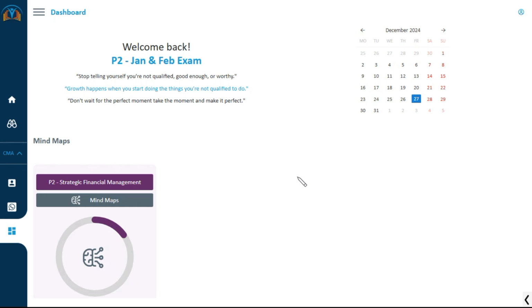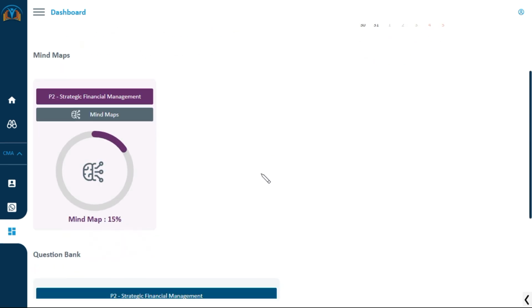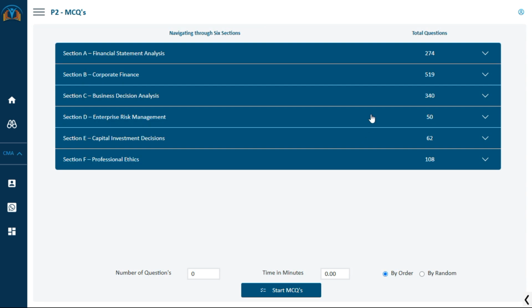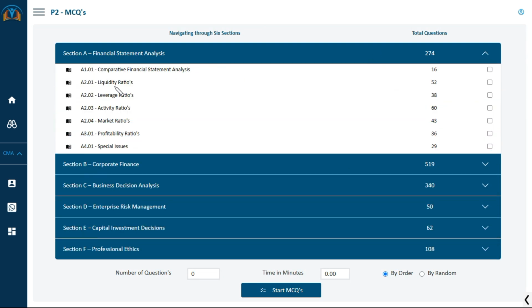Let us start with the liquidity ratios, the MCQ on liquidity ratios. In liquidity ratios, we have 52 MCQs. So let us begin with doing all the 52 MCQs.